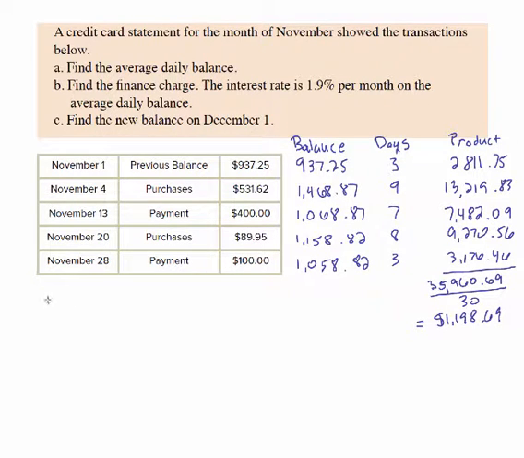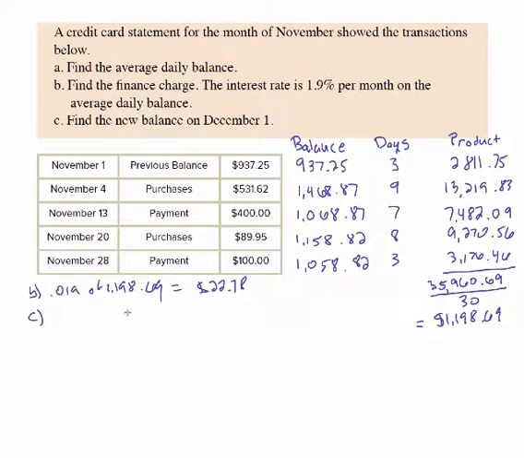Part B, we're interested in finding the finance charge. Well, they tell us the finance charge is 1.9% of the average daily balance, so we just have to find 1.9% of 1198.69, which we do by 0.019 times 1198.69. That gives us $22.78. That's the amount of interest you'd be paying on this card for the month.